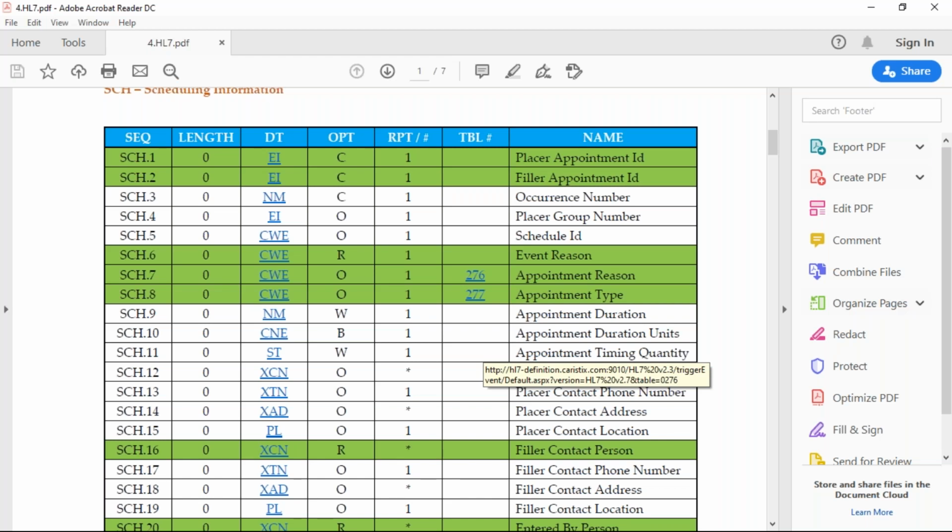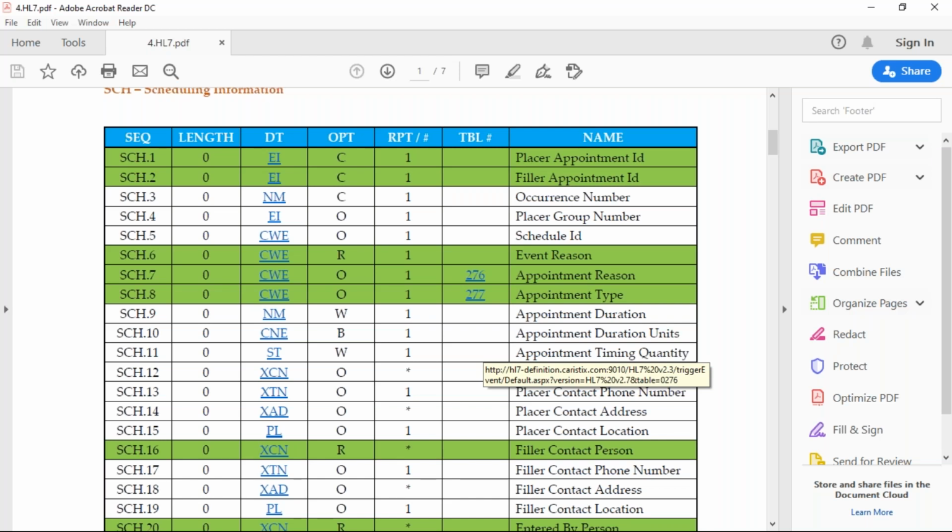Then next we have SCH6, which is the event reason. Usually we send out comments within SCH6, which indicates additional comments written by the receptionist in case they want to write something for a patient. Then we have the appointment reason. These appointment reasons are like whether it is a follow-up visit, a checkup visit, a regular routine visit, or a walk-in, which means an unscheduled walk-in. That sort of reason is mentioned in the SCH6.